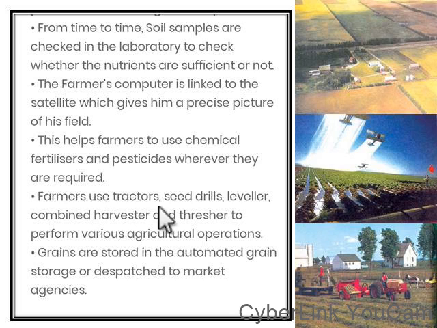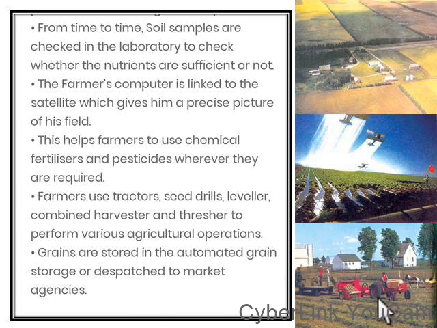Farmers use tractors, seed drills, levelers, combine harvesters and threshers to perform various agricultural operations. Grains are stored in automated grain storage or dispatched to the agencies.